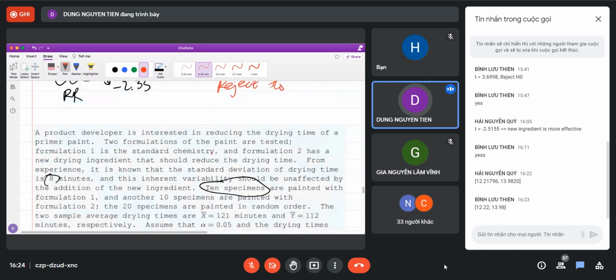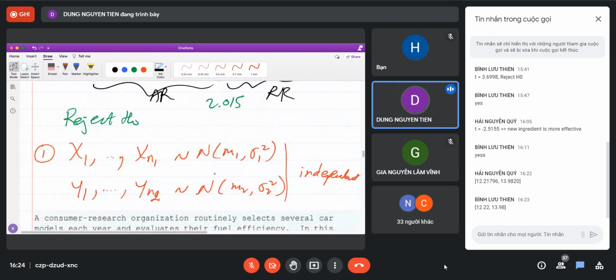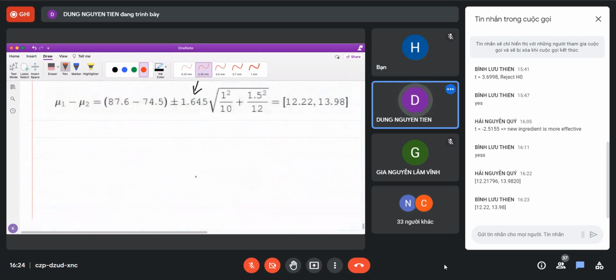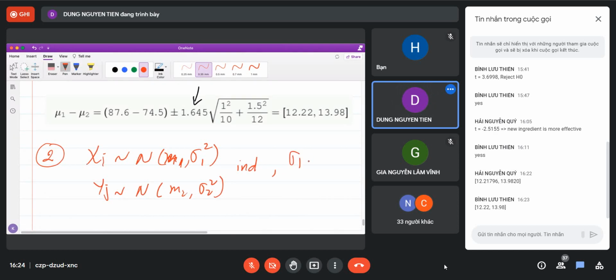So far we just learned the case where the 2 samples are independent, and you know the population variance. You know sigma 1 squared, you know sigma 2 squared. In the second case, you still have Xi following a normal distribution with mu1 and sigma 1 squared, Yj follows a normal distribution with mu2 and sigma 2 squared, and they are still independent. All right, but sigma 1 and sigma 2 are unknown.